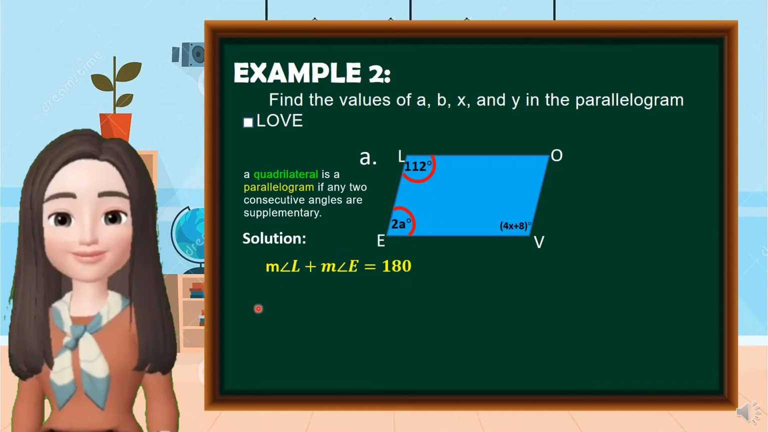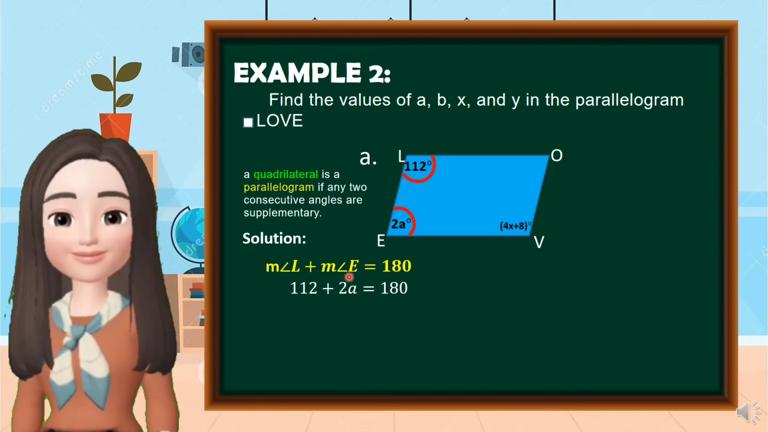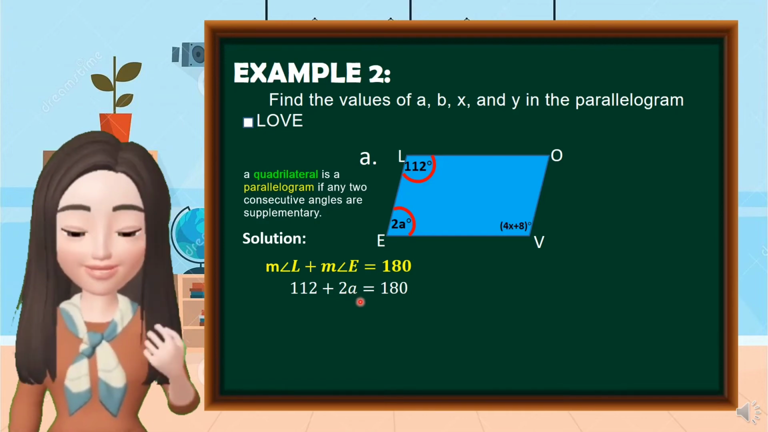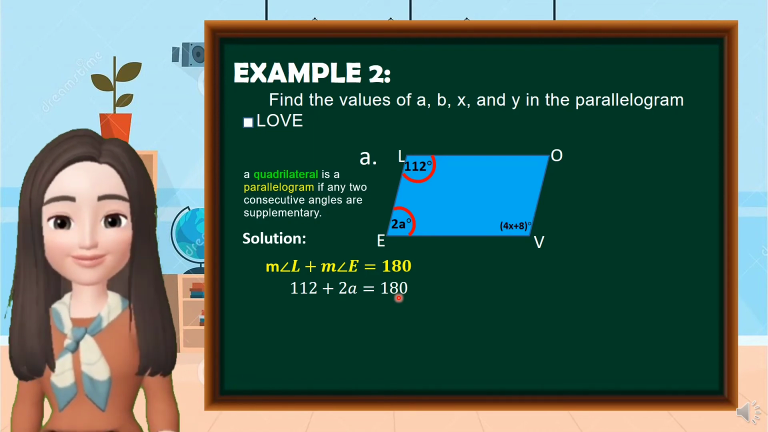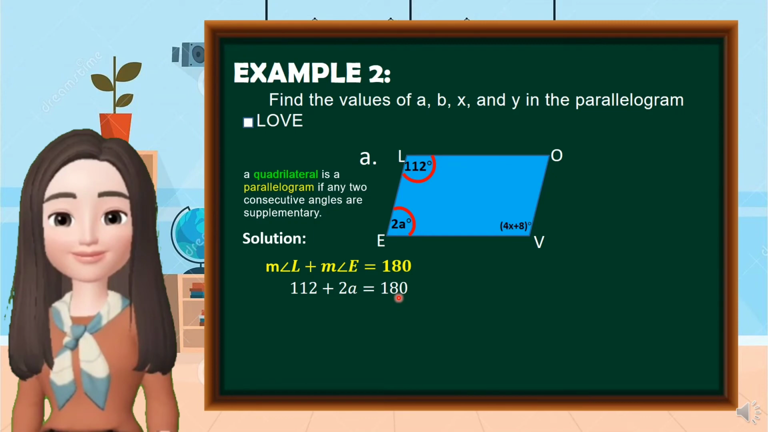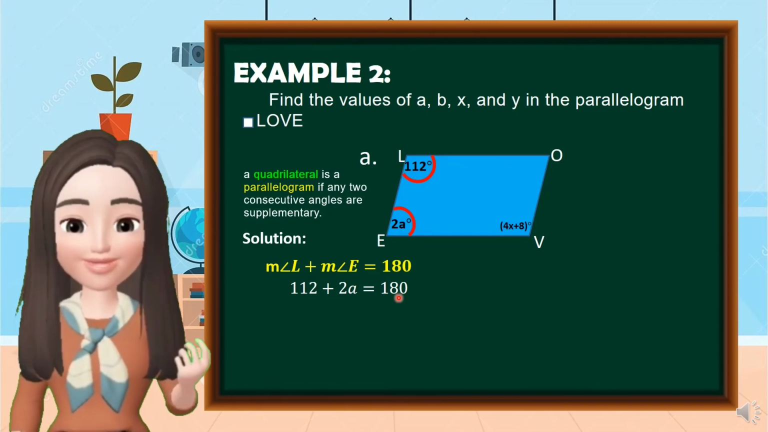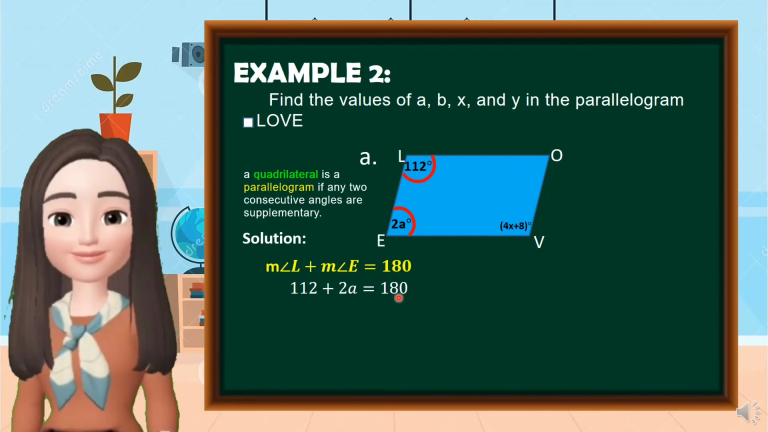Ano ang value ni angle L? Correct. We have 112. How about si angle E? Ang angle E natin ay measure ng, very good, 2A. So, 112 plus 2A is equal to 180 degrees. Okay, so what is the next step? Paano ba natin solve yan? Meron na tayong linear equation. Applying what we have learned during our previous grade, solving linear equations, ang gagawin natin is through transposition.